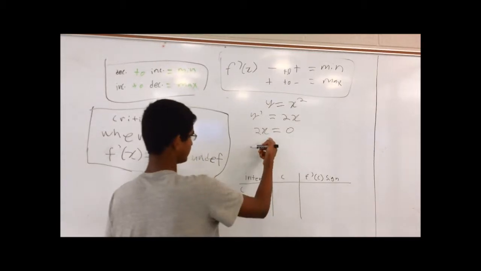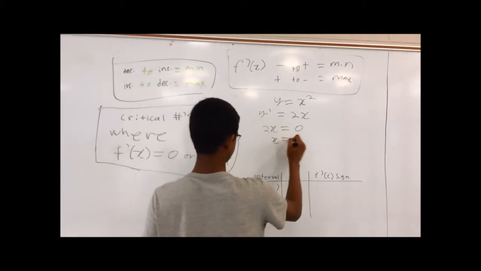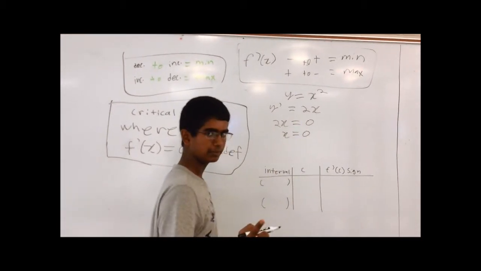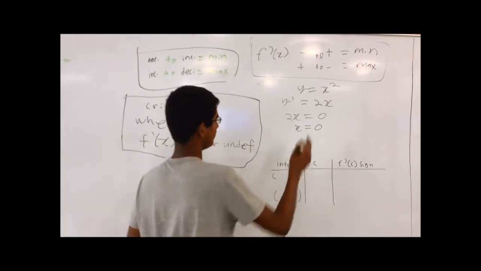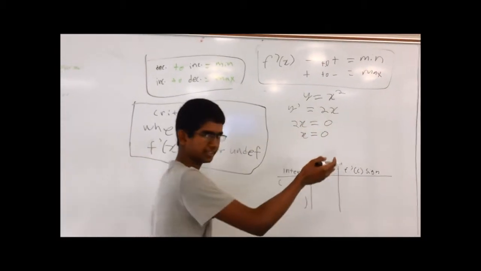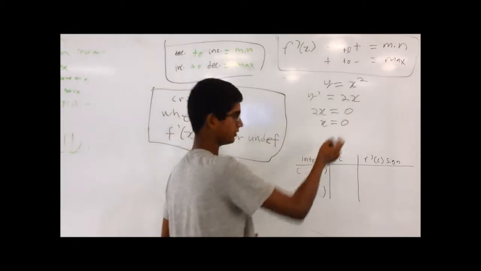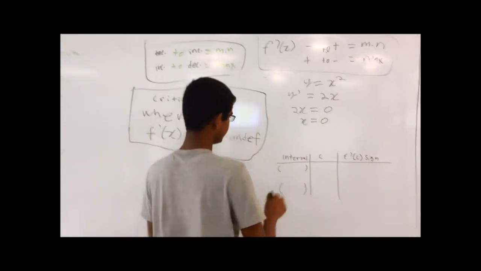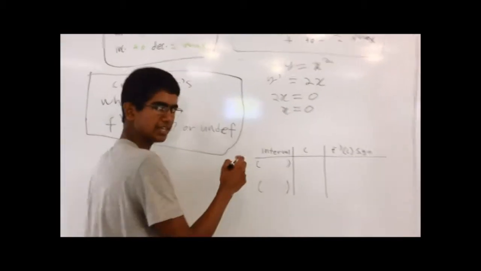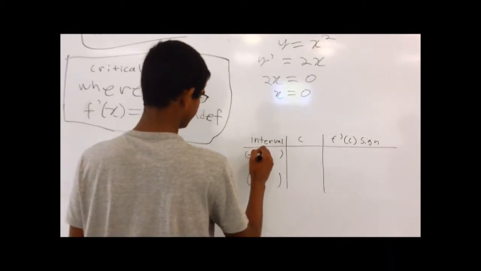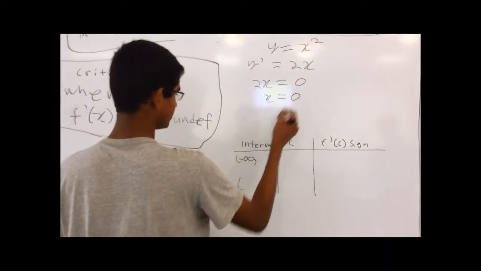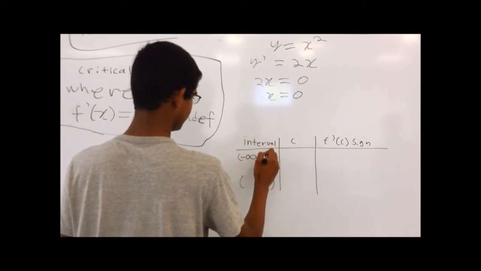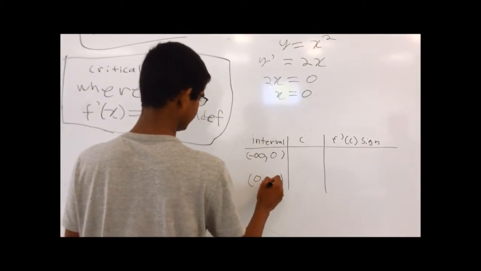And when you solve for x, you get x equals 0. So that is the critical number. And there's no other critical number because x can't equal anything else when the derivative equals 0. And also, there are no undefined points. And then the next thing you do is you take the interval from -infinity to the critical numbers. In this case, we only have 1, so it's 0. And then from 0 to infinity.